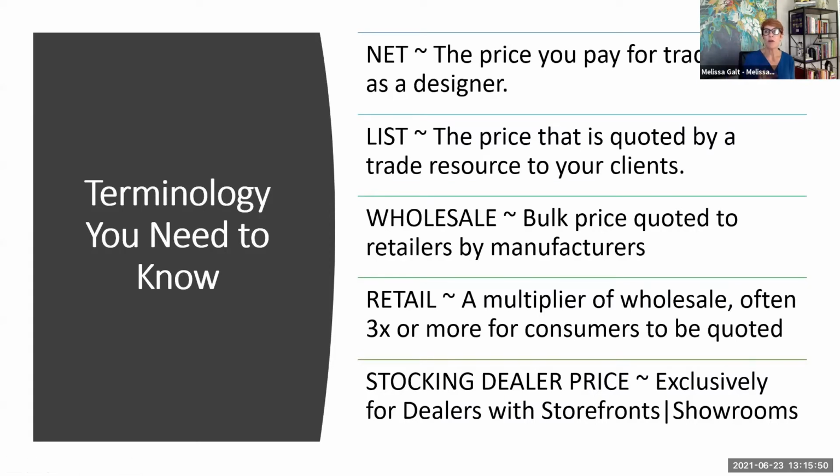Net, the price you pay for trade goods as a designer. It's called designer net for a reason. List is the price that is quoted by a trade resource to your clients, unless you are transparent and have told your trade sources they don't have to quote anything other than net. Okay, that's your choice. Wholesale is a bulk price quoted to retailers by manufacturers. Retail is a multiplier of wholesale. It's often 3 times or more for consumers to be quoted.